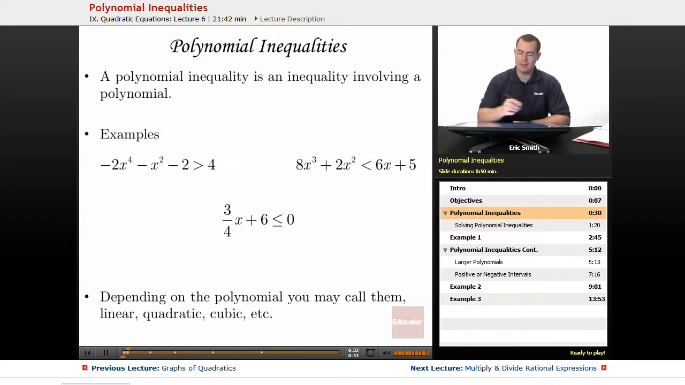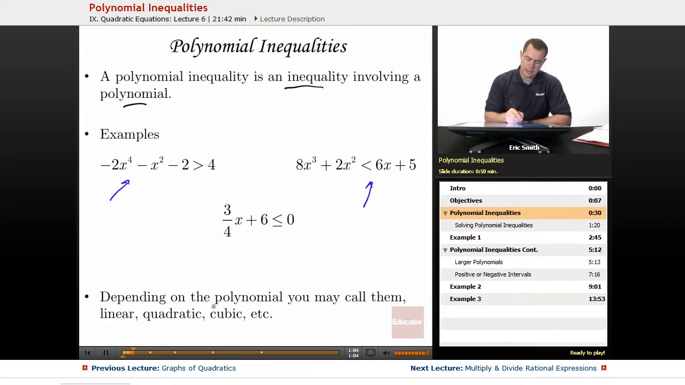So a polynomial inequality is simply an inequality involving a polynomial of some sort. And down below I have many different examples of what I'm talking about. Here's a nice one: negative 2x to the fourth minus x squared minus 2 is greater than 4. That'd be an example of something we're trying to solve. Same thing with this one, like 8x cubed plus 2x squared less than 6x plus 5. Another good type of inequality that we could possibly find the solution to.